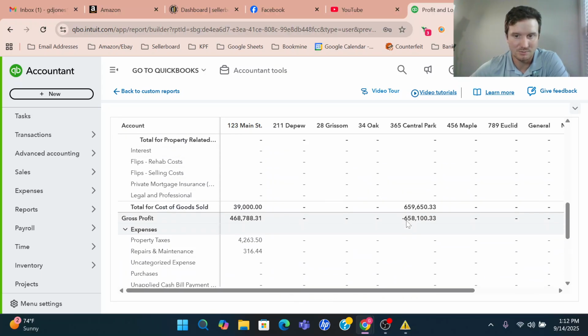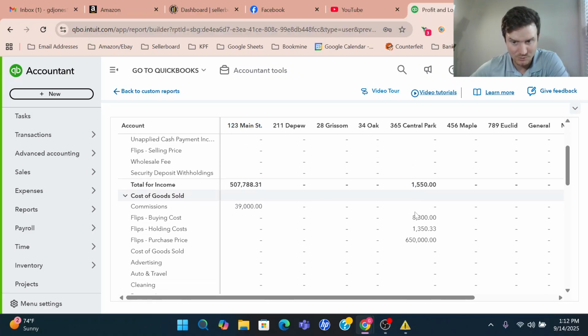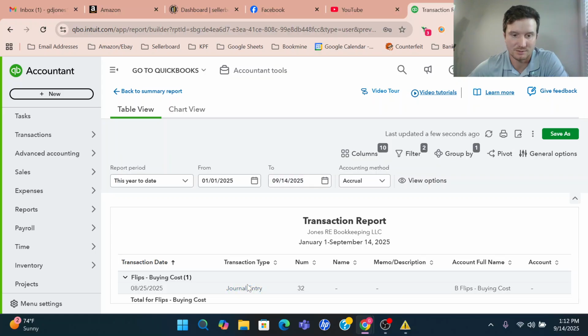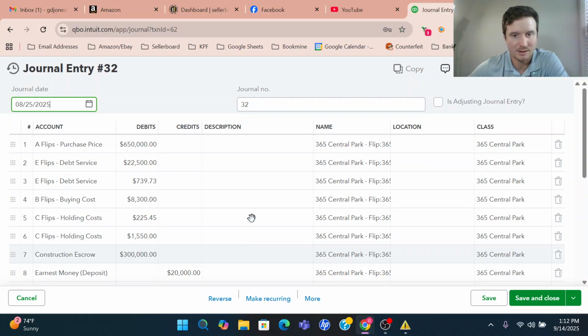But the problem comes whenever you need to move this during tax time, or whenever you want to make your profit and loss look a little bit better for a lender or something. You need to move these over to the balance sheet. So what you'll do is come in. This isn't exactly how to do it. You'll create another journal entry, but this is the journal entry I did for the purchase.